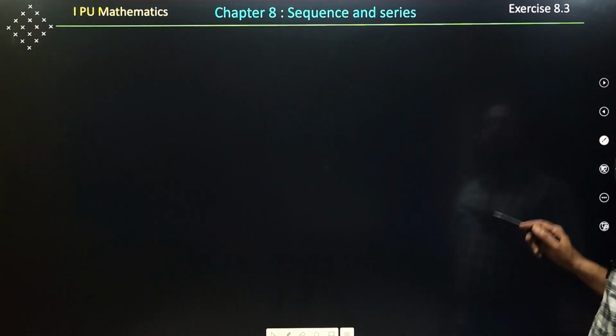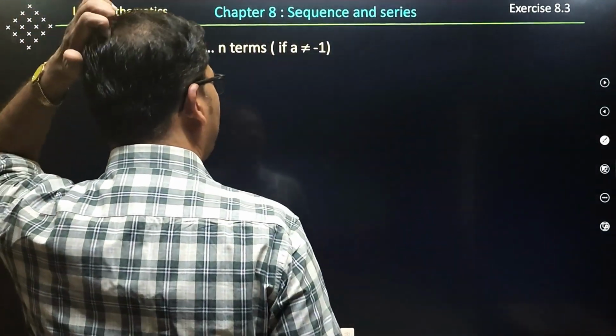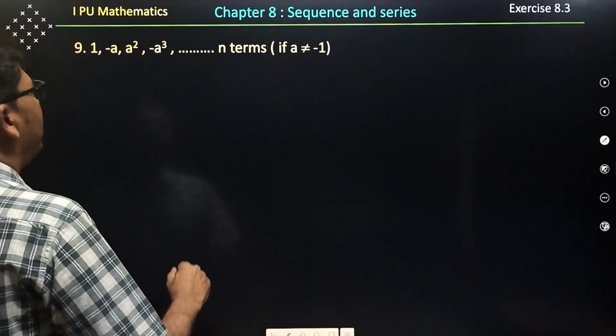Yes, sir. Okay, next one is very easy. See here, 1 minus a square minus a cube, and so on. This is the given GP.